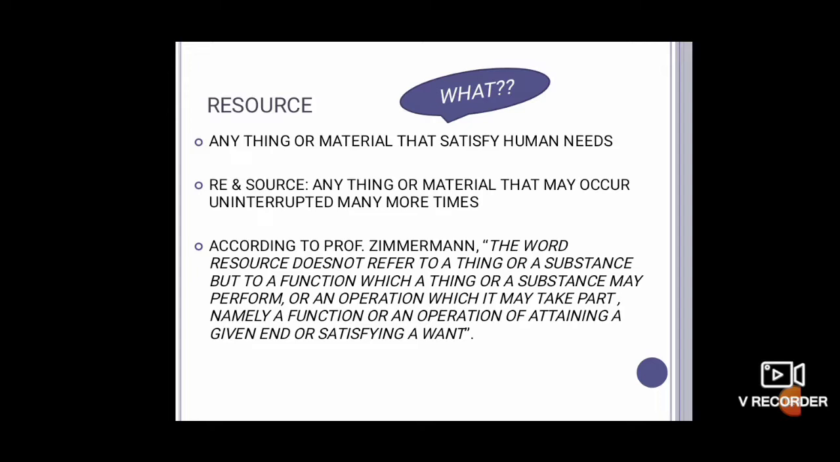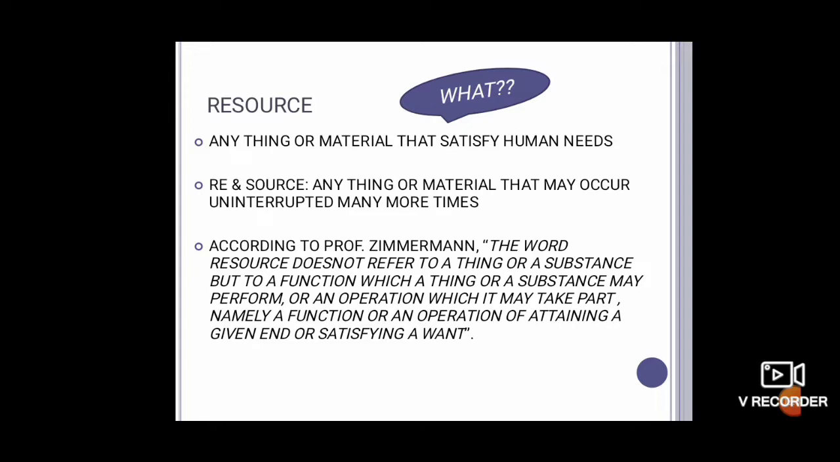Go to the second part. But to a function which a thing or a substance may perform, or an operation in which it may take part. Here it implies that based on their performance or operation, we will consider them as a resource. That means the substance should have a function or an operation. And what is that operation? Namely, a function or an operation of attaining a given end or satisfying a want. Here it implies that the function or operation that the substance takes part in should satisfy our needs or our wants.